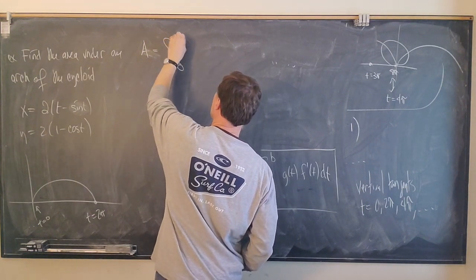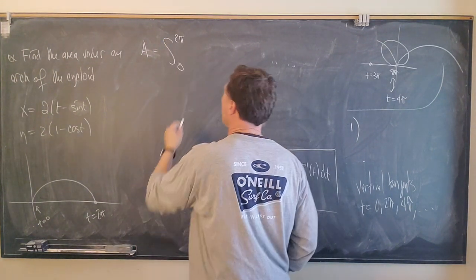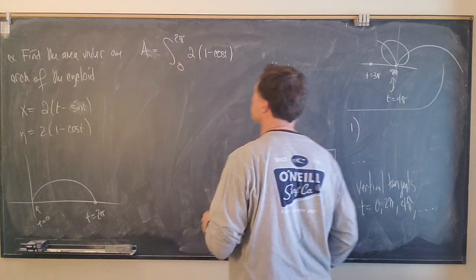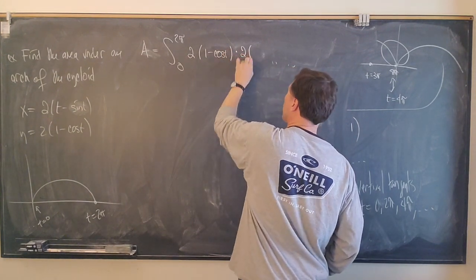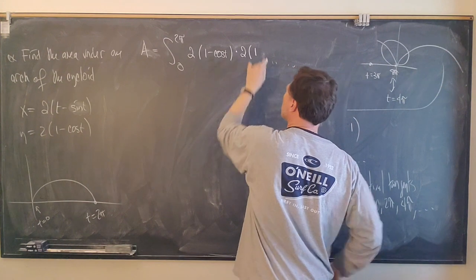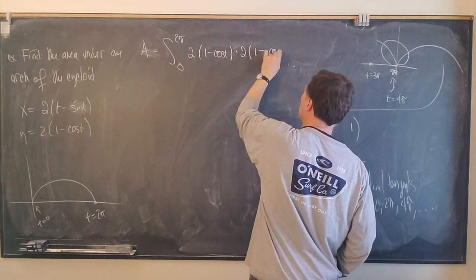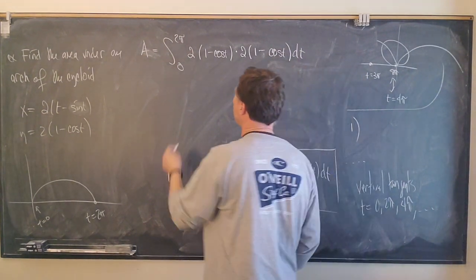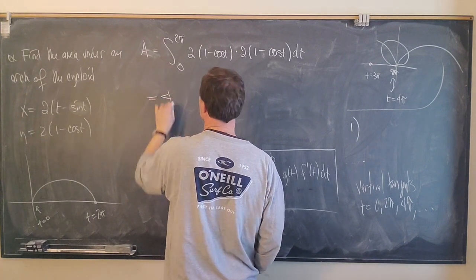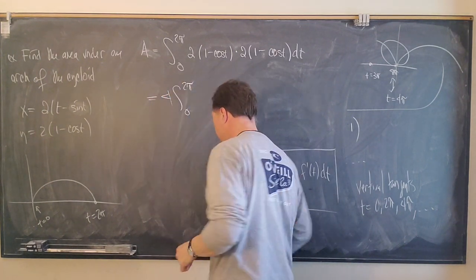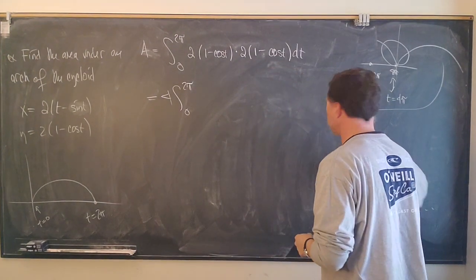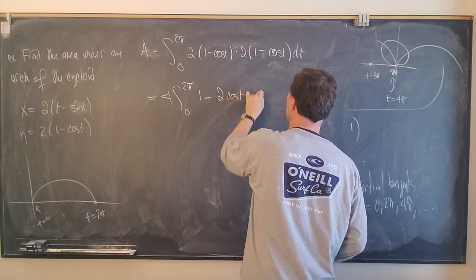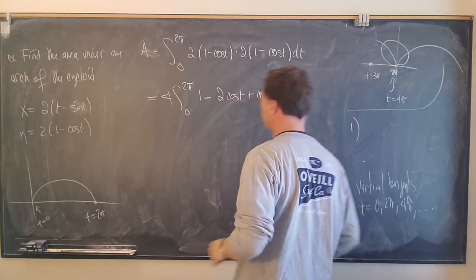0 to 2 pi of 2 times 1 minus cosine t times 2 times 1 minus cosine t dt. I'm going to pull the 4 out, right? That's a 2 times 2. And then I need to multiply this stuff out here, so this will be 1 minus 2 cosine t plus cosine squared t dt.